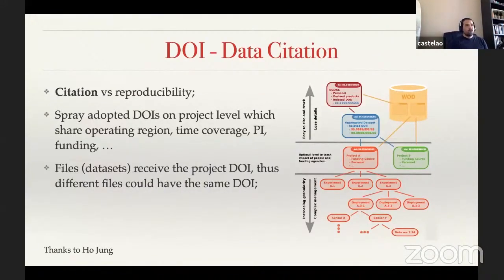We use DOIs, not with the goal of resolving reproducibility, but the intention here is different, it is to track scientific impact. And with that purpose, I use a DOI on the level of project, which means that different files can have the same DOI as long as they are from the same project. And that DOI is the one that you ask the user of that data to cite. So the goal here is to track scientific impact of that project.